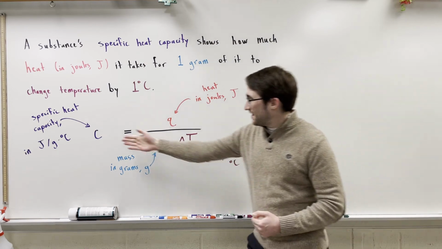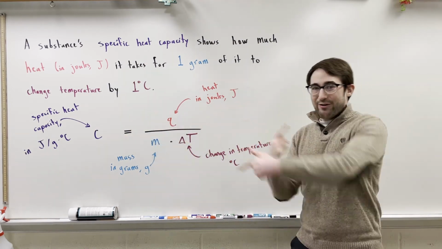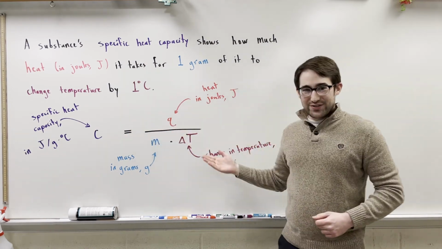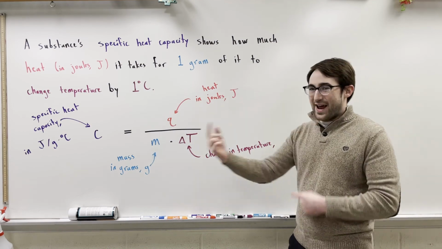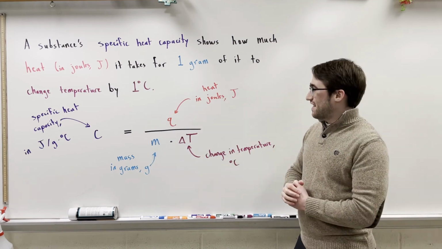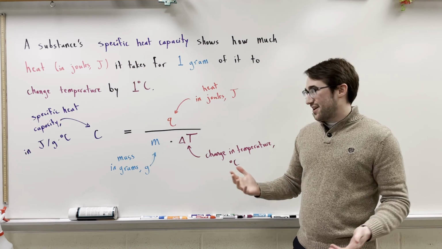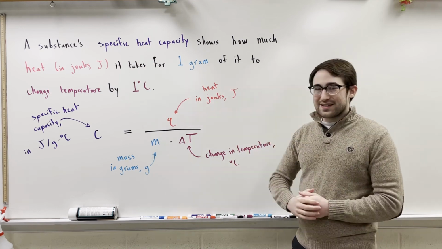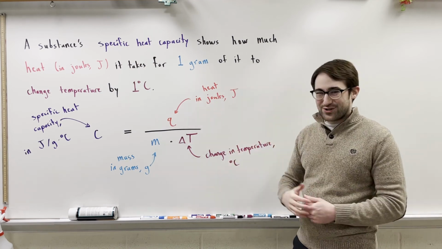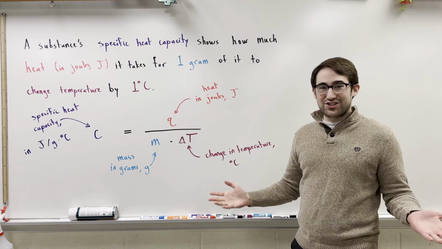So instead of saying c equals all this stuff, we're going to rearrange this to make it Q equals this stuff. Okay? So we're going to algebraically rearrange this and then use it to calculate some missing things like heat, or maybe mass, or change in temperature, or specific heat capacity. The rest is just algebra from there.